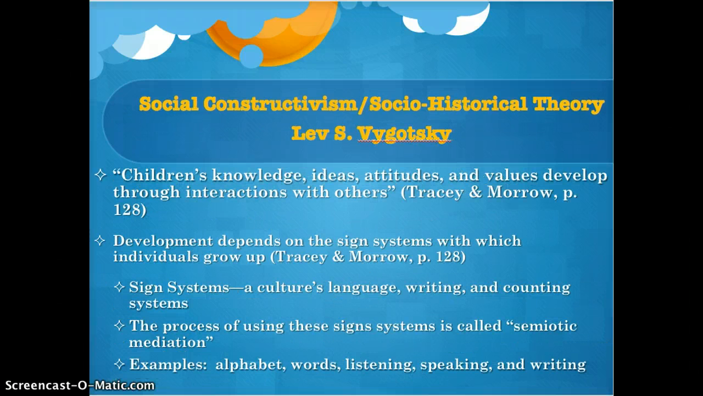Children's knowledge, ideas, attitudes, and values develop through interactions with others. Development depends on the sign systems with which individuals grow up. Sign systems are a culture's language, writing and counting systems. The process of using these sign systems is called semiotic mediation. Examples: alphabet, words, listening, speaking, and writing.